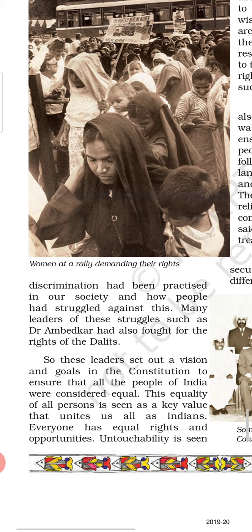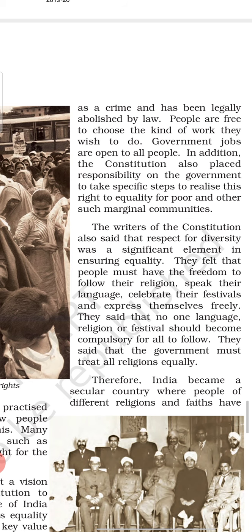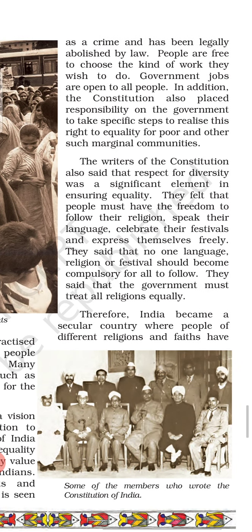This equality of all persons is seen as a key value that unites us all as Indians. Everyone has equal rights and opportunities. Untouchability is seen as a crime and has been legally abolished by law. People are free to choose the kind of work they wish to do. Government jobs are open to all people. In addition, the Constitution also placed responsibility on the government to take specific steps to realize this right to equality for poor and other such marginal communities.